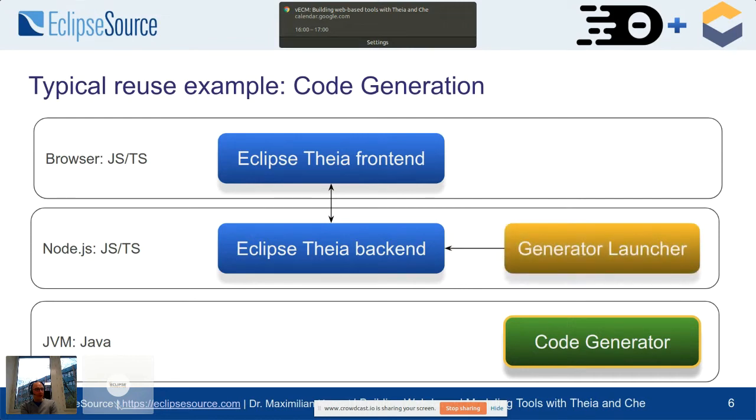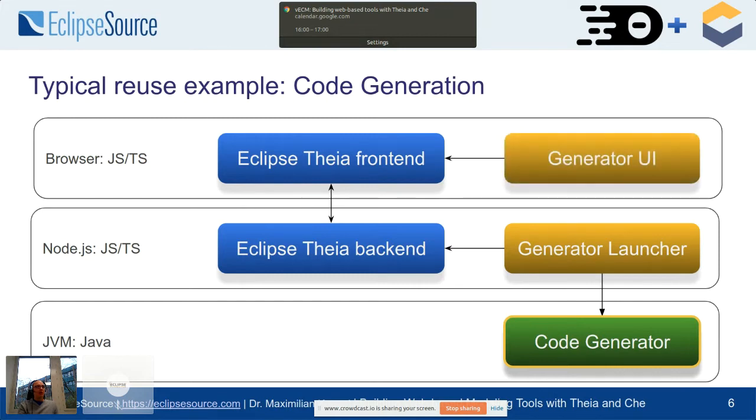Now, secondly, you would add a backend extension to the Node.js backend of Eclipse Theia, and that would be what I call the generator launcher. And all it has to do, on the request of the front end, is launch a JVM on a terminal, essentially, with the jar of the code generator and pass in the current workspace location where the code should be generated to. And that's it. After that call, when the code generator terminates, the JVM basically terminates as well.